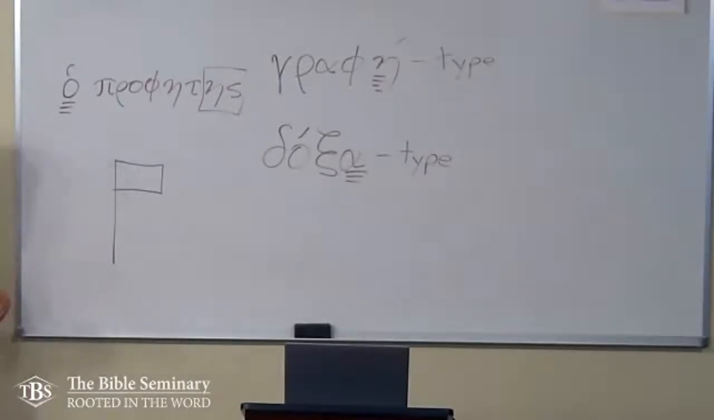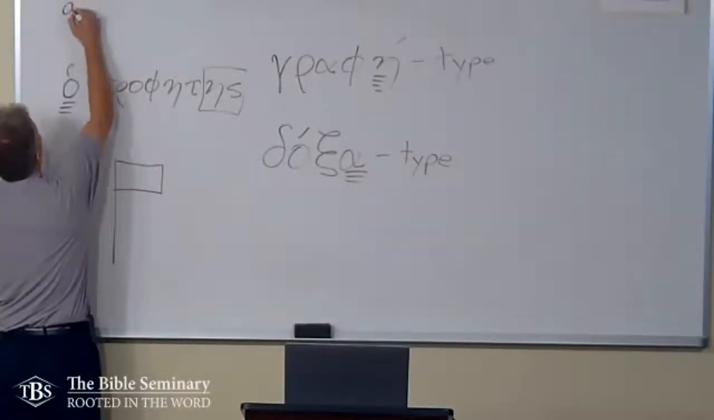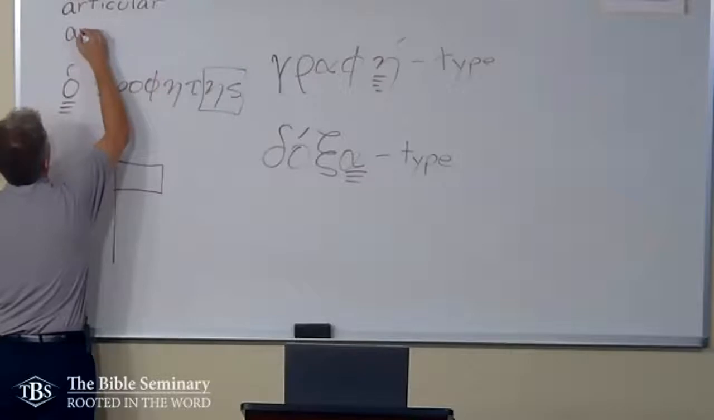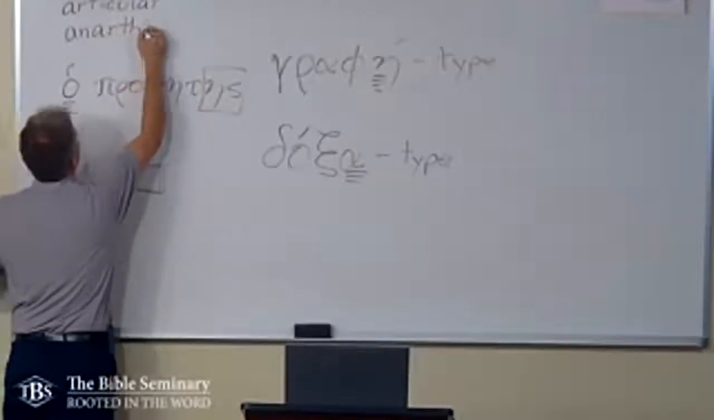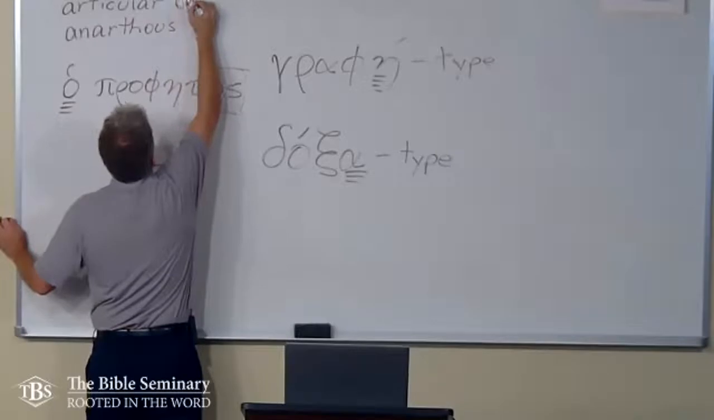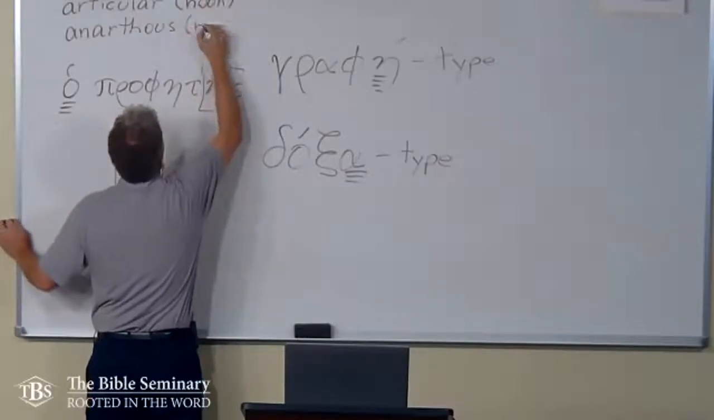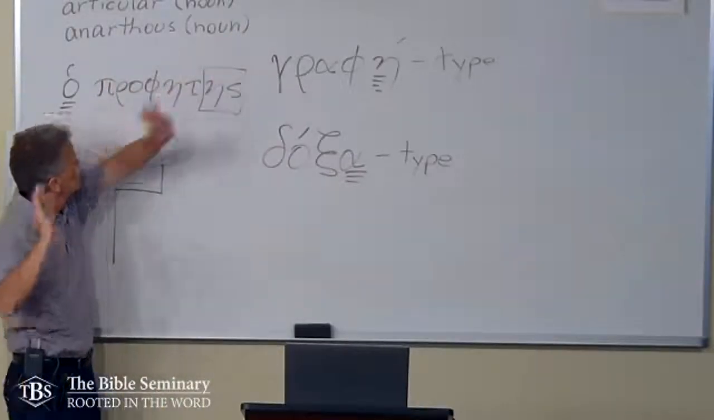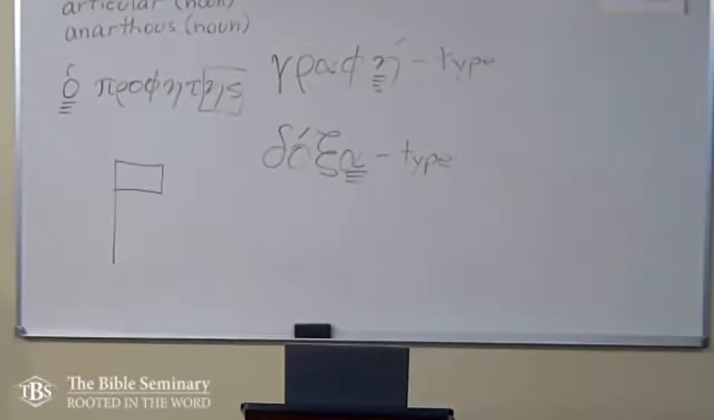Aha. Good question. So, here are two words. Actually, it's not in the lesson, but it's worth writing down. Articular and anarthrous. Sometimes you can use the word noun following that. Sometimes it's just understood. So Greek nouns are either going to be, I don't know of a third possibility, either articular or anarthrous.